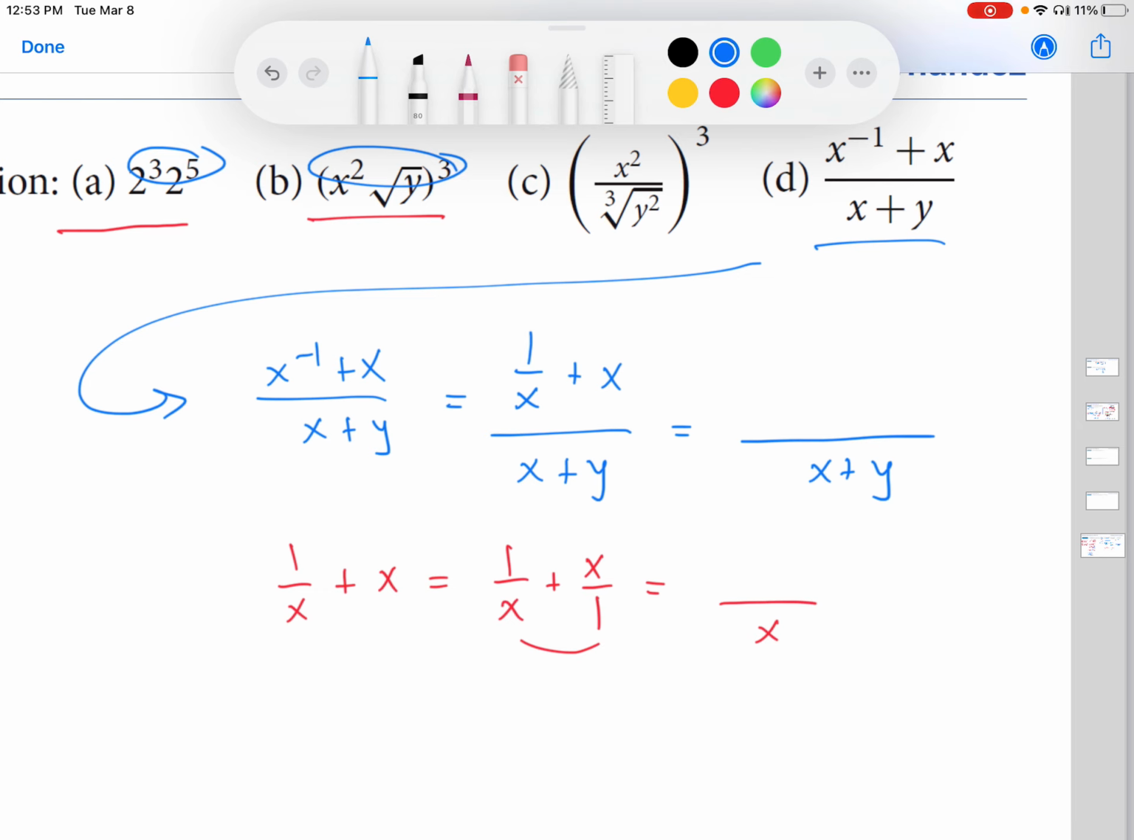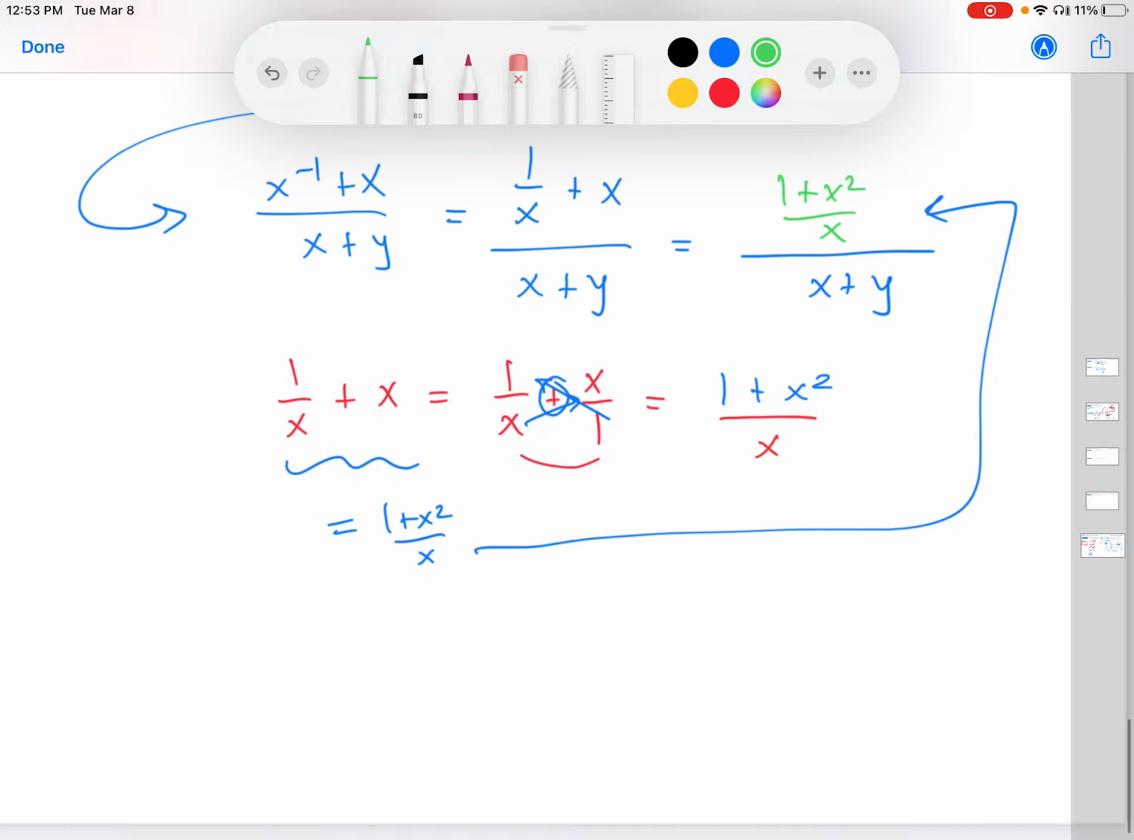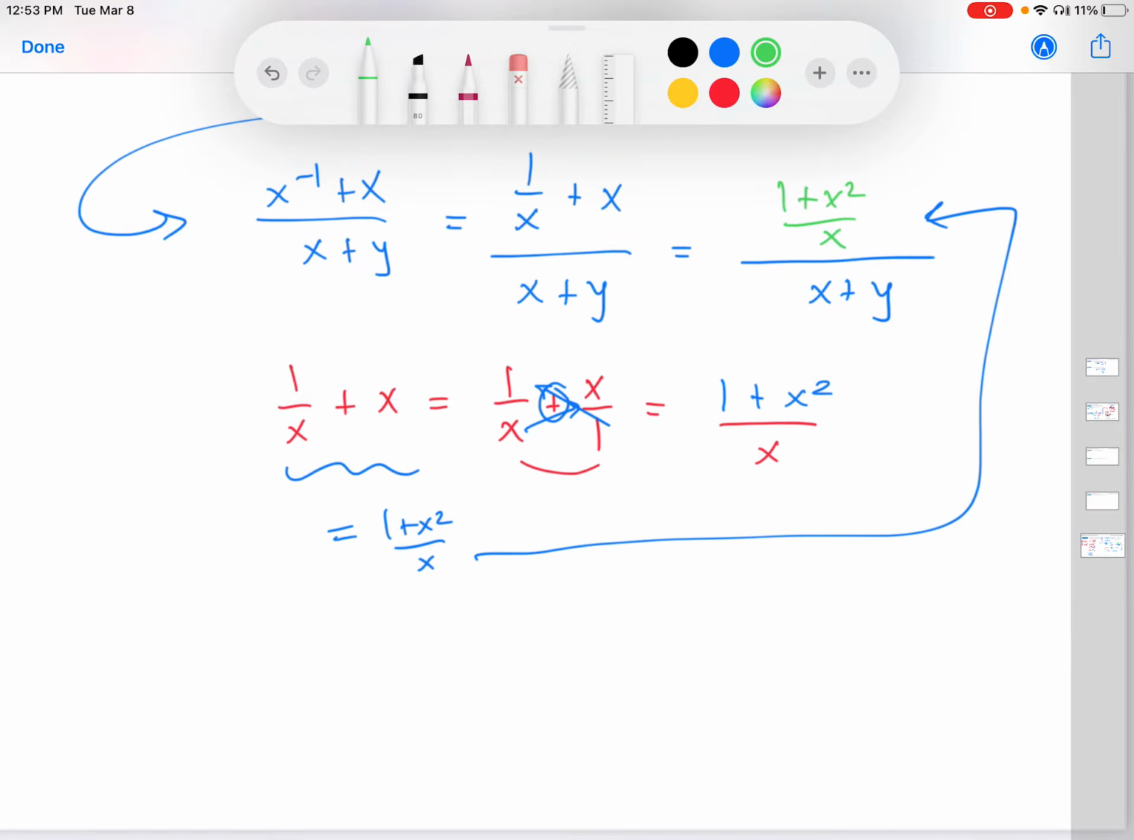Then we can use our simple cross multiplication trick. 1 times 1, that's 1. X times x, that's x squared, and we keep the sign. So 1 over x plus x equals 1 plus x squared over x. Then I will take that and plop it in over here in the numerator, 1 plus x squared over x. Now I have the fun task of taking 1 plus x squared over x and dividing it by x plus y.